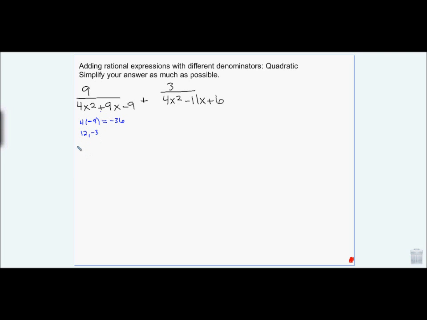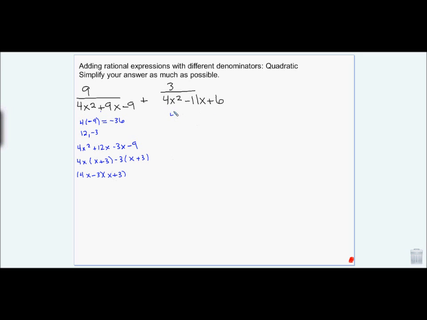So I'm going to use that, and I'll get 4x squared plus 12x minus 3x minus 9. I can factor 4x out of my first two terms to get x plus 3. And I can factor a negative 3 out of my second two to get x plus 3. So this will factor to (4x minus 3) times (x plus 3).